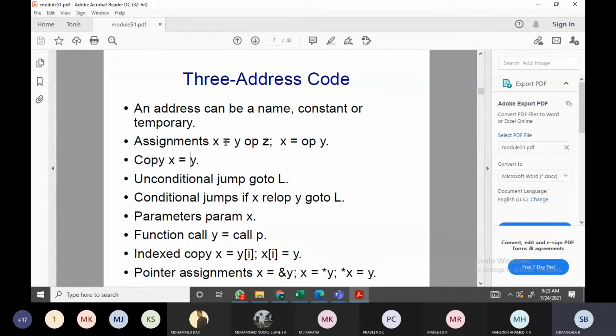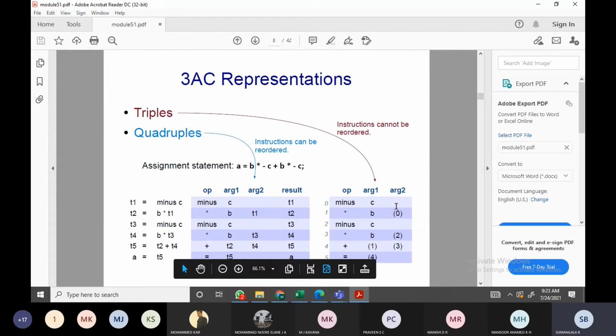Then how do we represent the 3 address code for unconditional jump? You have to use an instruction called go to L, where L indicates a label. Then you can also have a conditional jump instruction. One by one you will understand. So now I will start with the simple 3 address code.